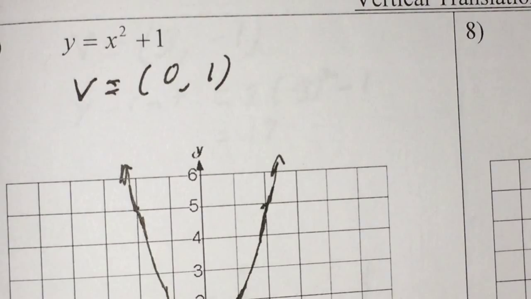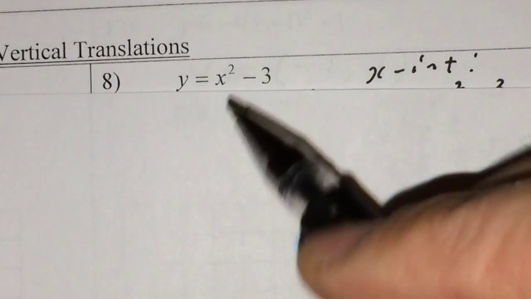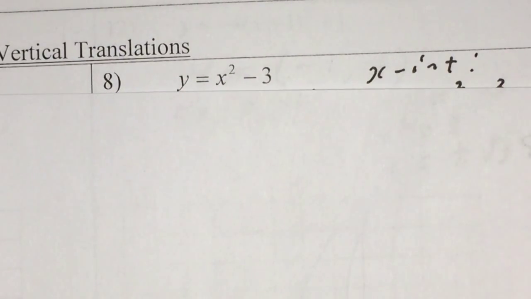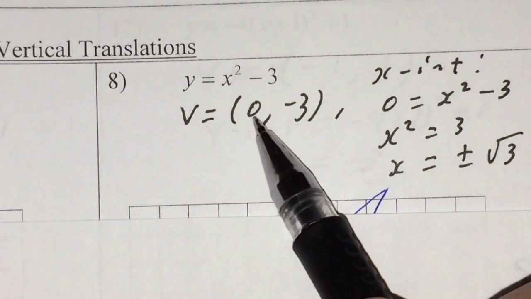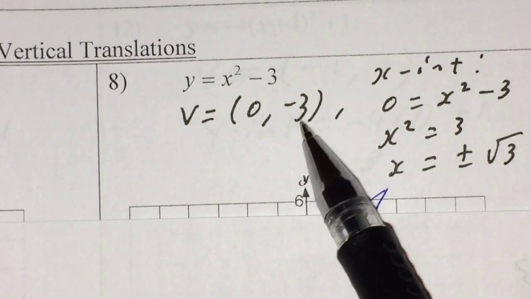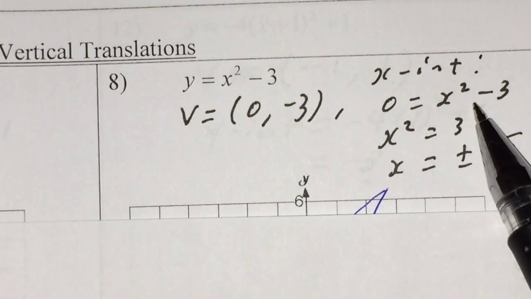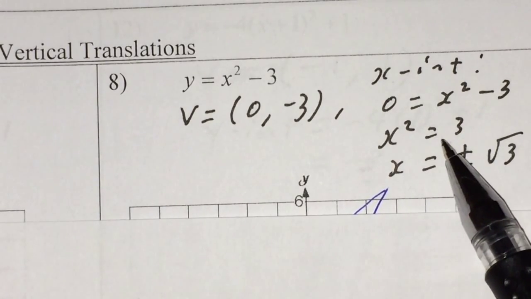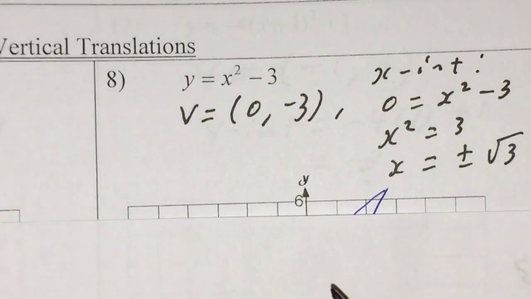Okay. So another one is y equals x squared minus 3. Now this one has been translated down. Still opens up, but translated down. So for this one, the vertex is (0, negative 3), and you can get some x-intercepts. Set y equal to 0, bring the 3 over, or write it this way, and then x must equal plus or minus the square root of 3.